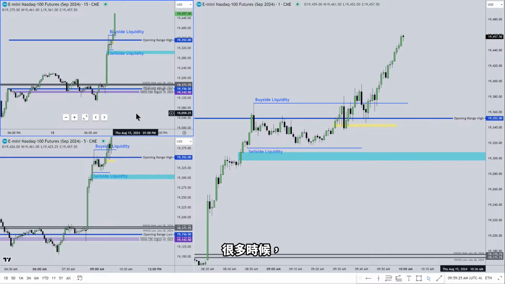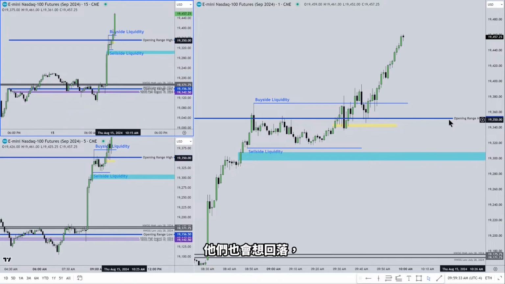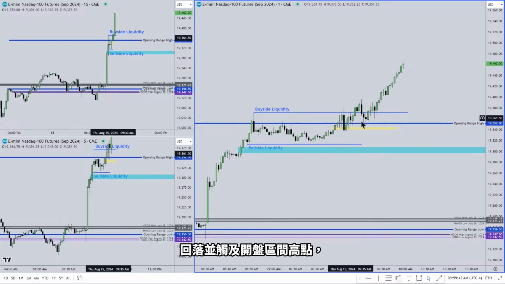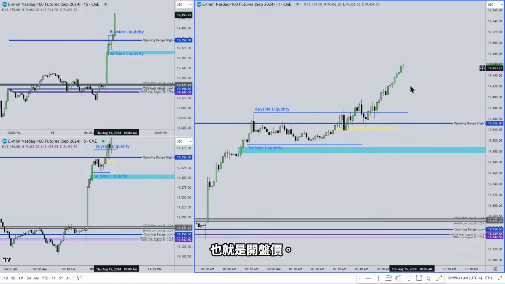The other reason why I'd like to see it trade lower before I would ever want to go long is if you look at the opening range, it's annotated with the high of it here, which is the opening price at 9:30. Many times, even when you have runs that just start running like this, they'll want to come back down. In this case, come down and touch the opening range high, which is simply the opening price. And then if it wants to keep going higher, then it can start to go higher and press through that going into the close of the week.